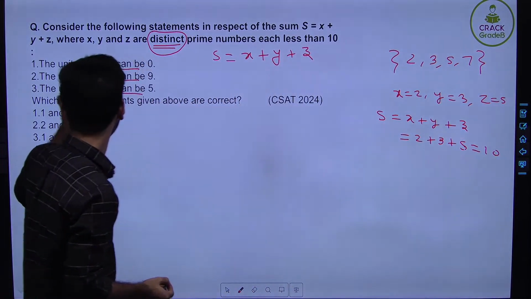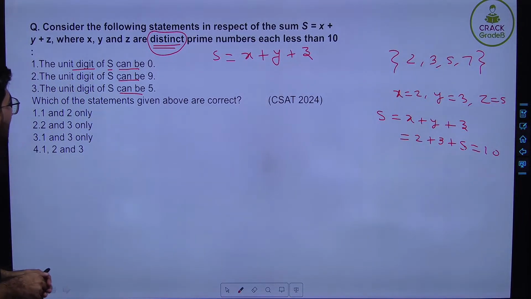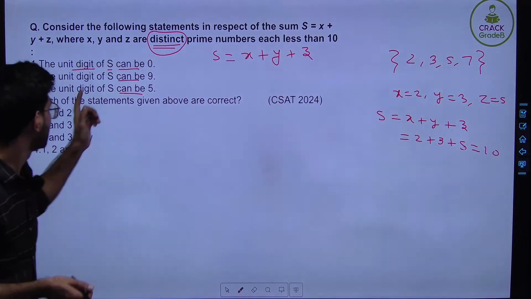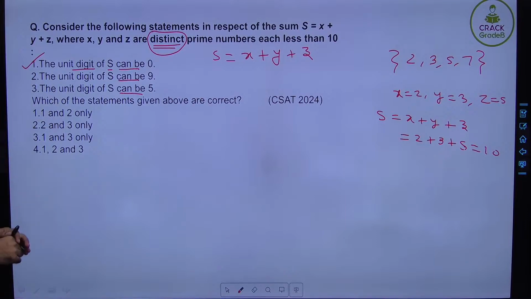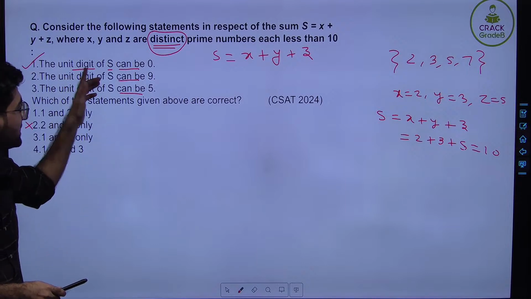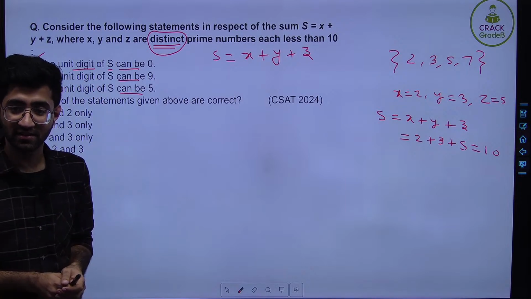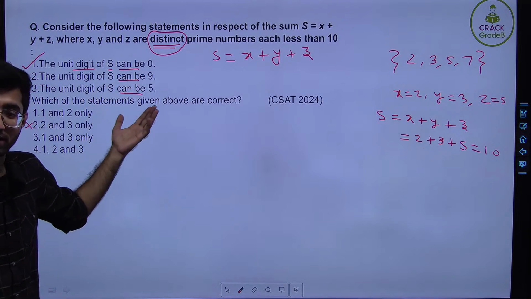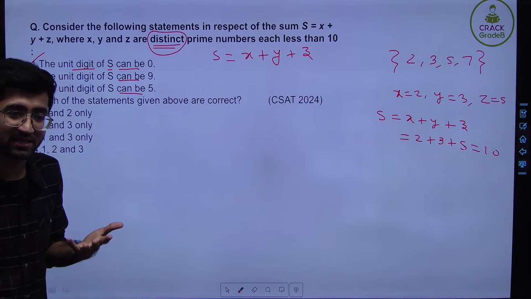Now look, the unit digit of s can be 0. We have seen that. The unit digit of s is 0 in one case, which means this statement is correct, right? So you should be able to eliminate option number 2. Why? Because option number 2 says only 2 and 3, but we have found that statement 1 is correct, right?